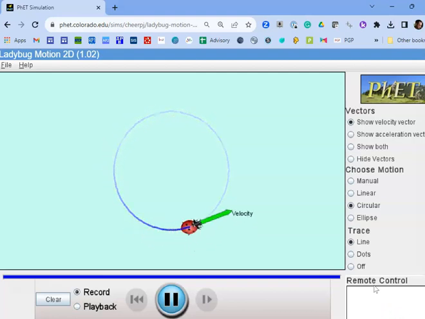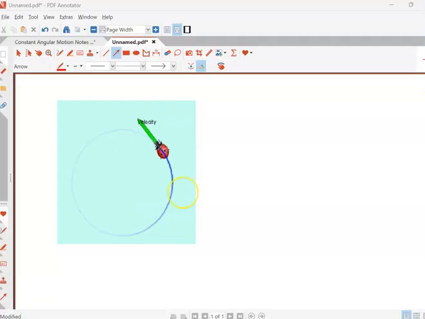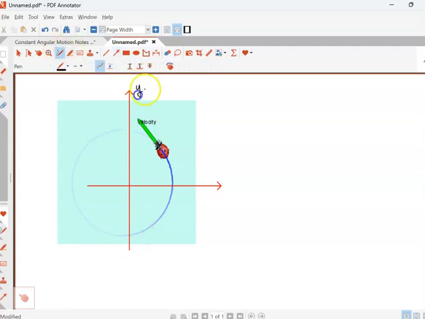I'll just maybe pause it at some point, like right here, for example. Okay, I've just pasted it in here. And I'm going to maybe just show a few things here. Let's say that we have an x-axis here and a y-axis here. We can kind of label this. This is my y-axis and x-axis. And let's say the ladybug started here at point P, and then at a later point here, it's at point Q.